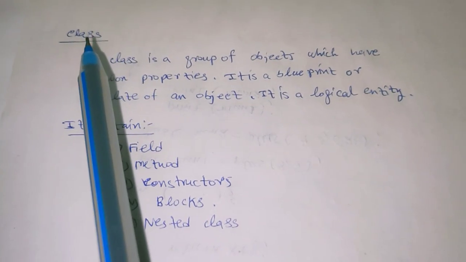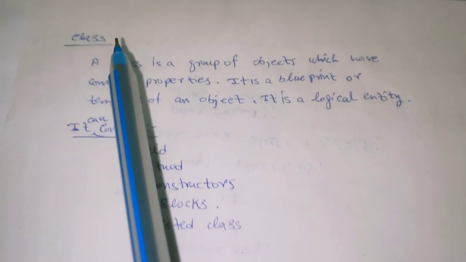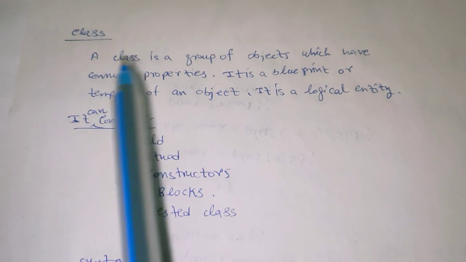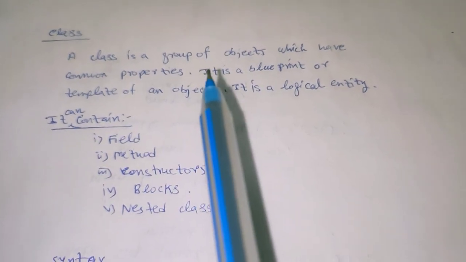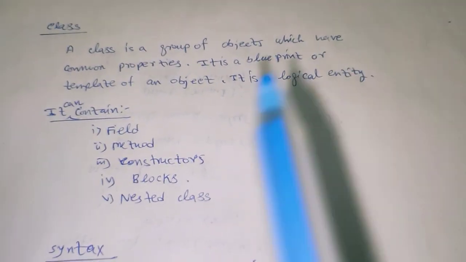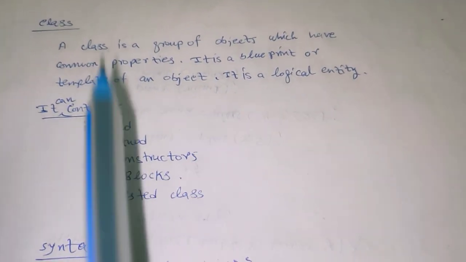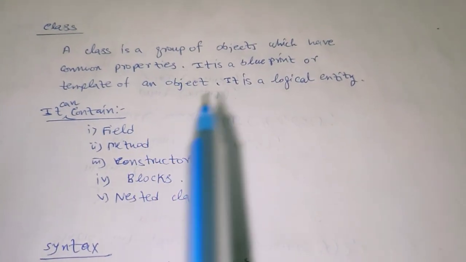Today we are discussing the concept of class. So what is a class? A class is a group of objects which have common properties, like a vehicle. Vehicle is a class. Otherwise, car is a class.